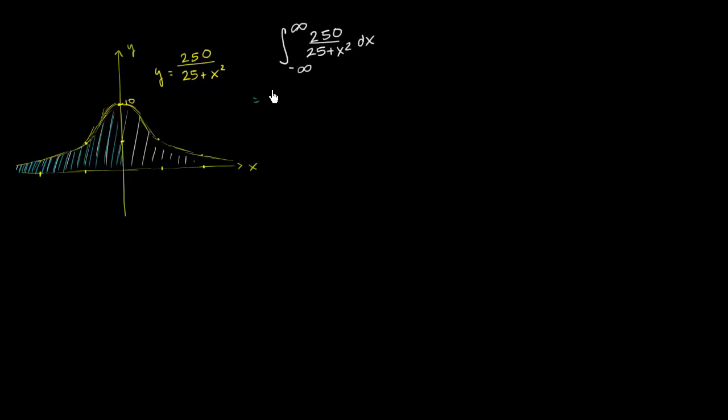So we'll say that this is equal to the improper integral that goes from negative infinity to 0 of 250 over 25 plus x squared dx, plus the improper integral that goes from 0 to positive infinity of 250 over 25 plus x squared dx. And now we can start to make sense of this.